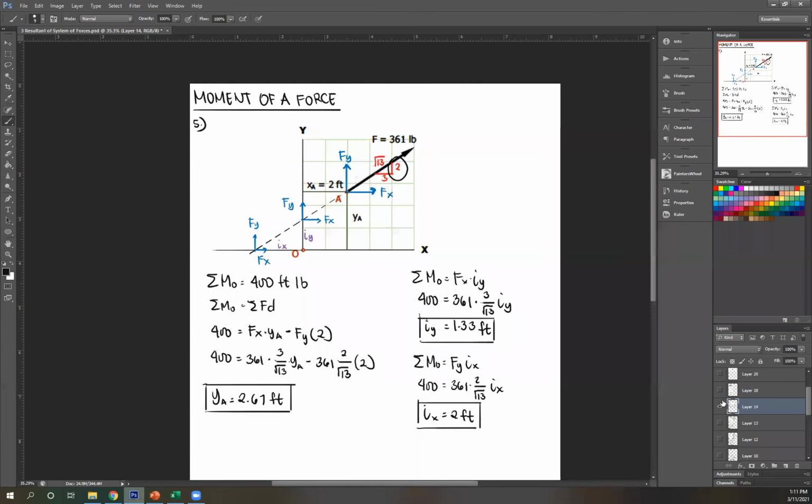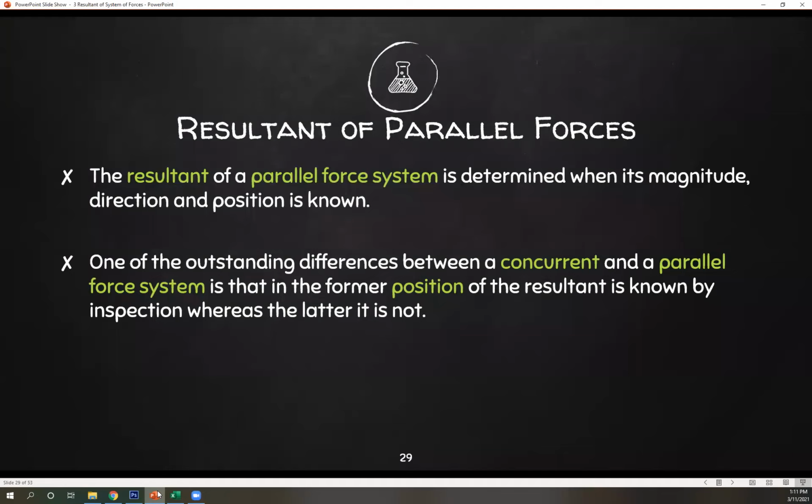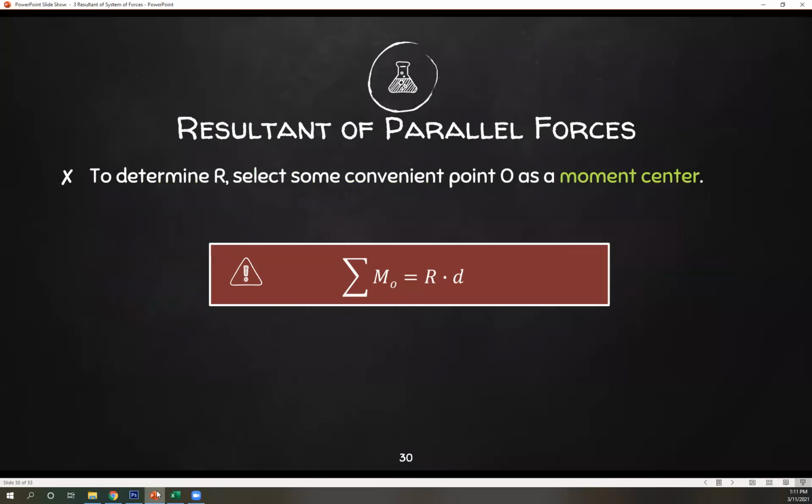So what does that mean? In our earlier examples, whenever we have a combination of forces, it's easy to determine our resultant is somewhere here. That's your R. For parallel force systems, you can't do that just by inspection. Inspection meaning looking at it. You have to solve for it. So to solve for it, you can use this equation.